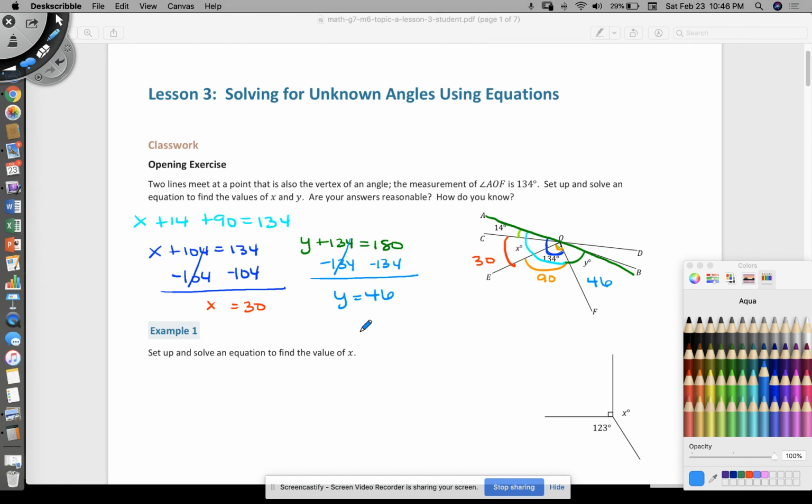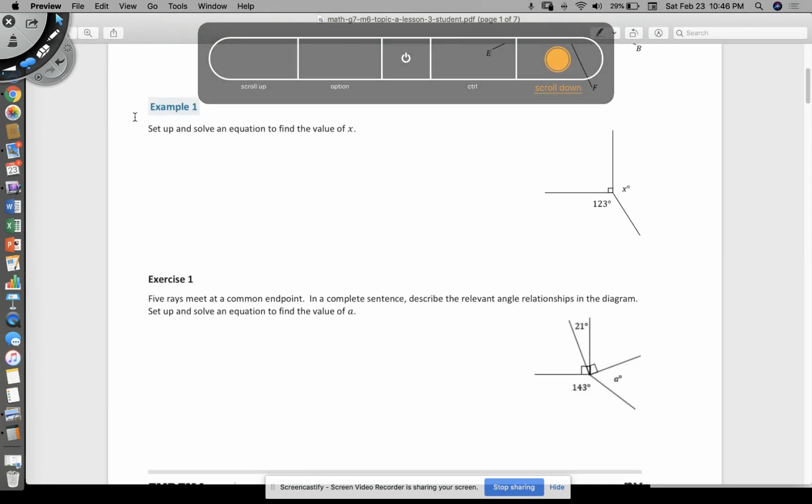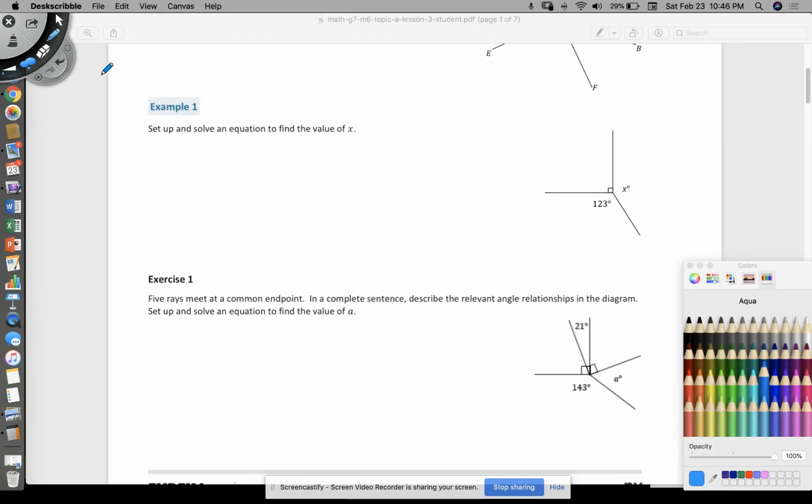Example 1. Set up and solve an equation to find the value of X. So we're going to use this one down here. Again, the best thing about this is having some sort of color variation going. We have a 90-degree box here, so this area here is 90 degrees. This angle here is 123, and I'm solving for this big thing.